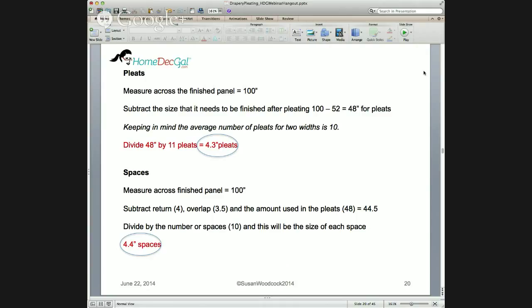And then measure across the finished panel again to determine the spaces, and divide by the number of spaces. This time it's 10, and I have 4.4-inch spaces. So just like in the last one, the pleats and the spaces are pretty much the same size, but the spaces are a little bit smaller. So let's see how that looks.